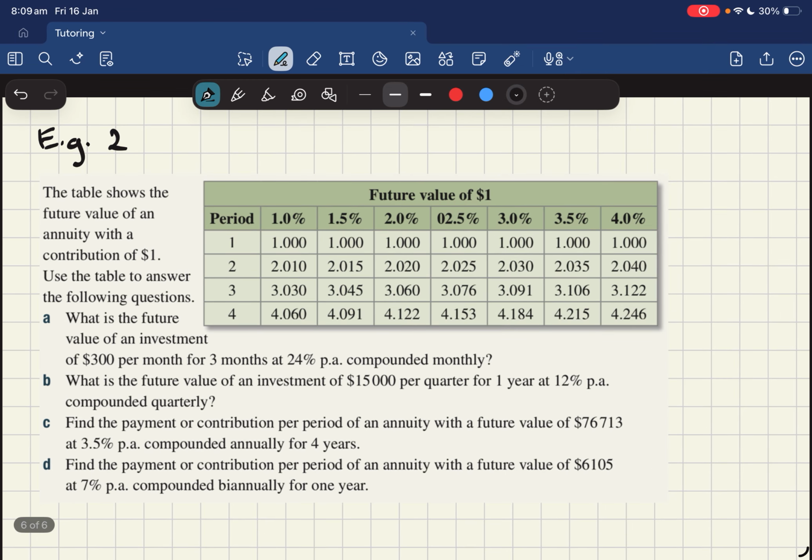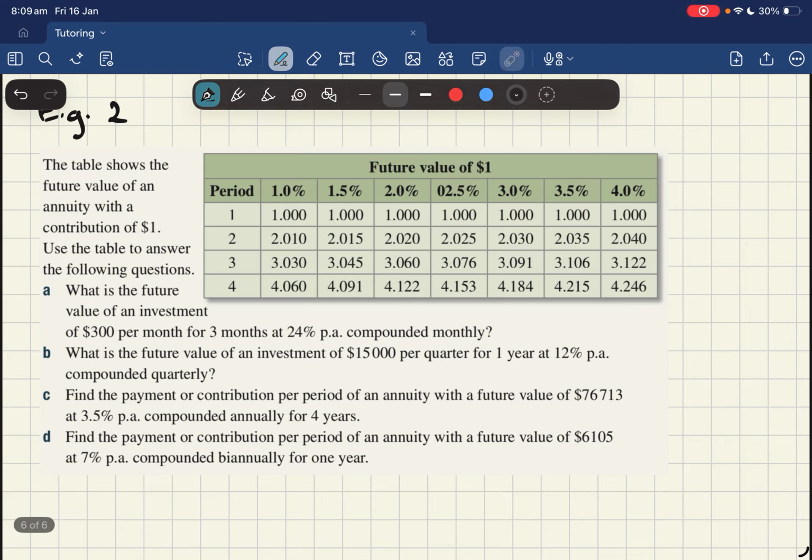Now, in example 2, some of these questions will get a little bit trickier, but we're still just getting used to working with the table. Now, for the first one, it's saying, what is the future value of an investment of $300 per month for 3 months at 24% per annum, compounded monthly? Now, it's for 3 months. So our payment period, N equals 3. And our rate, because it's 24%, but it's compounded monthly, okay? So we have to divide 24% by 12.